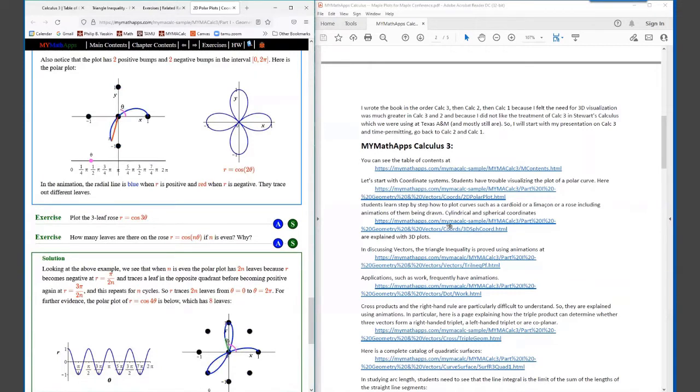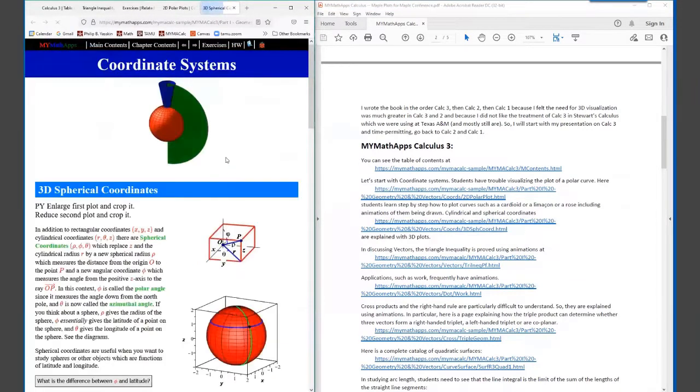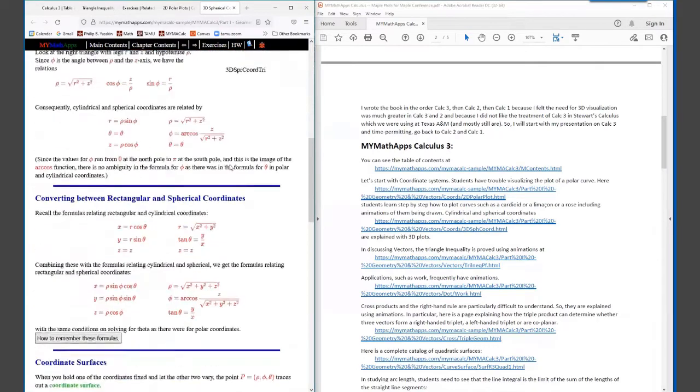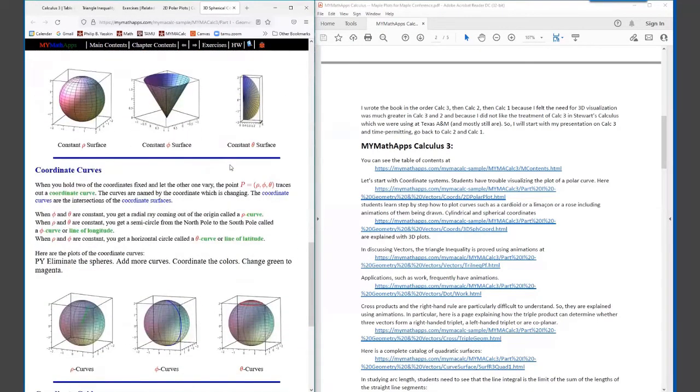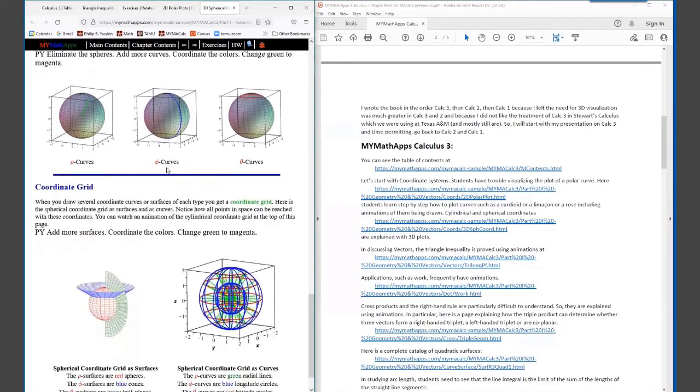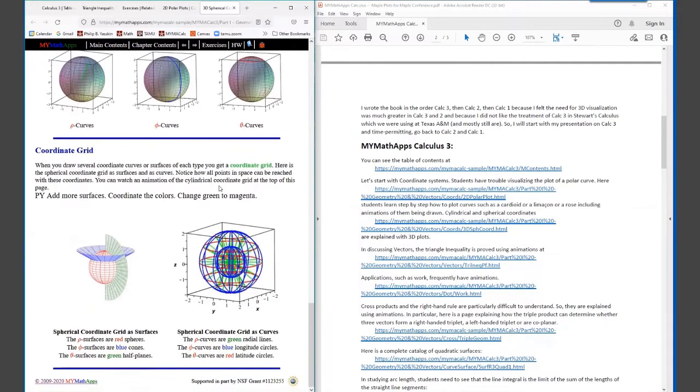Then we've got cylindrical and spherical coordinates. So here is spherical coordinates. I've got a plot of the general surfaces, and then lots of plots trying to get the students to understand what a constant surface is and what a coordinate curve is.